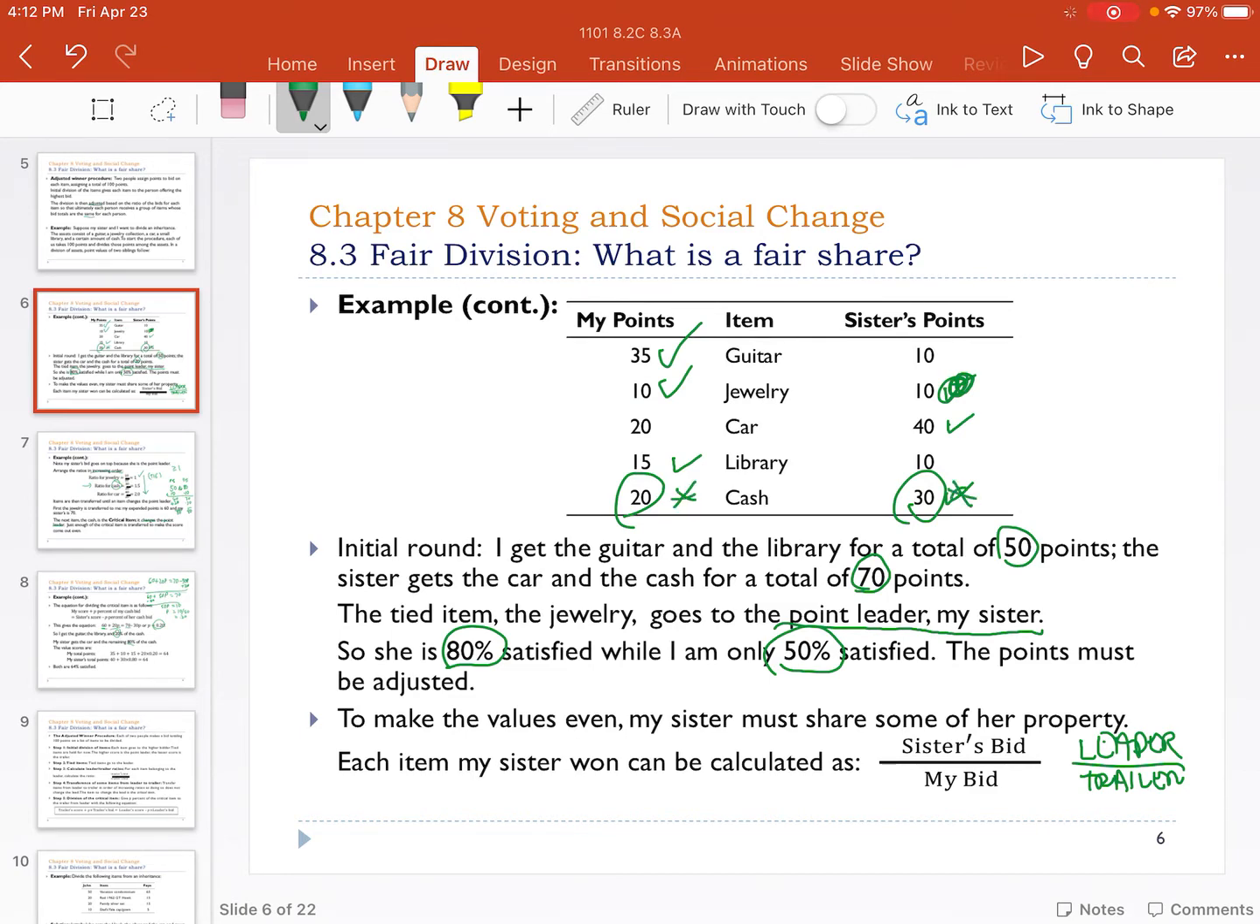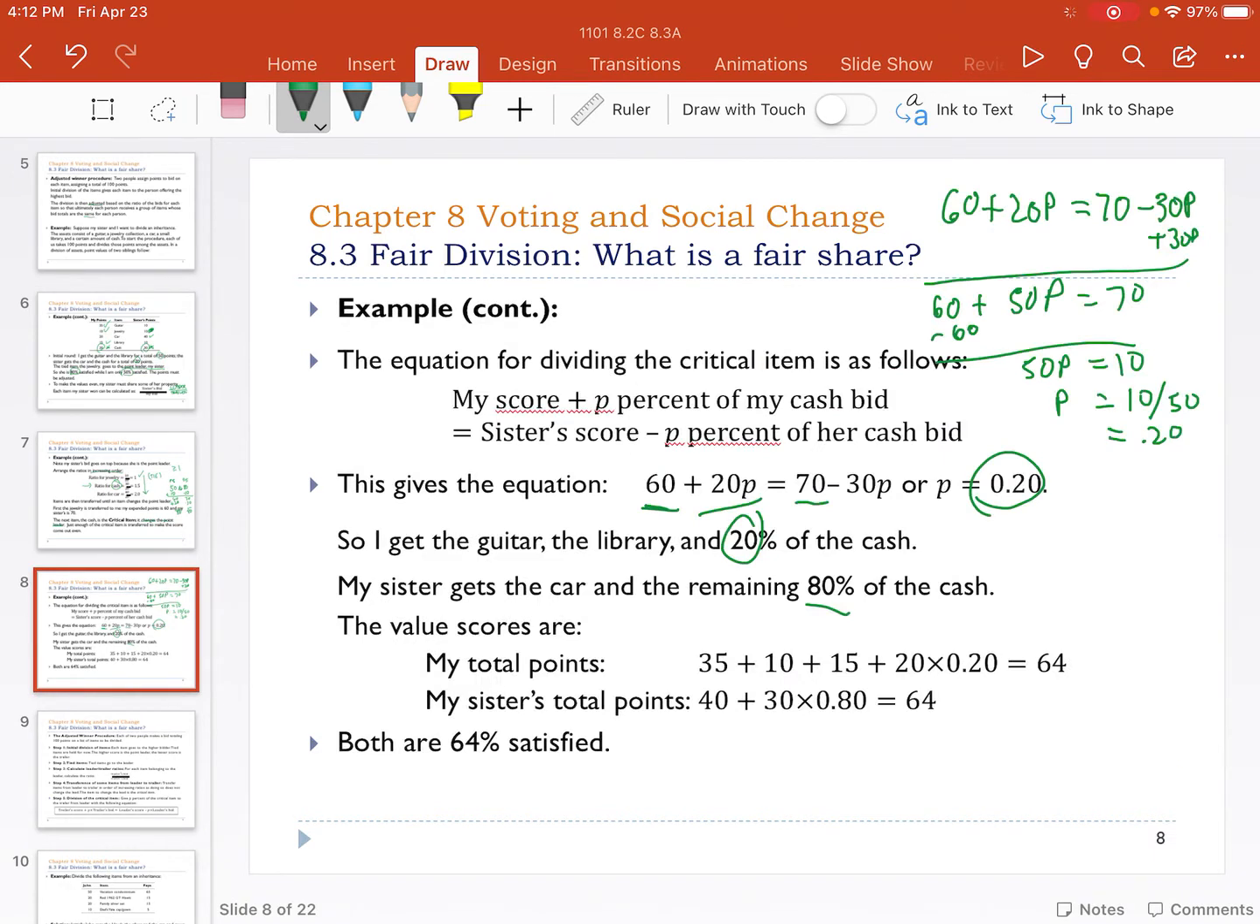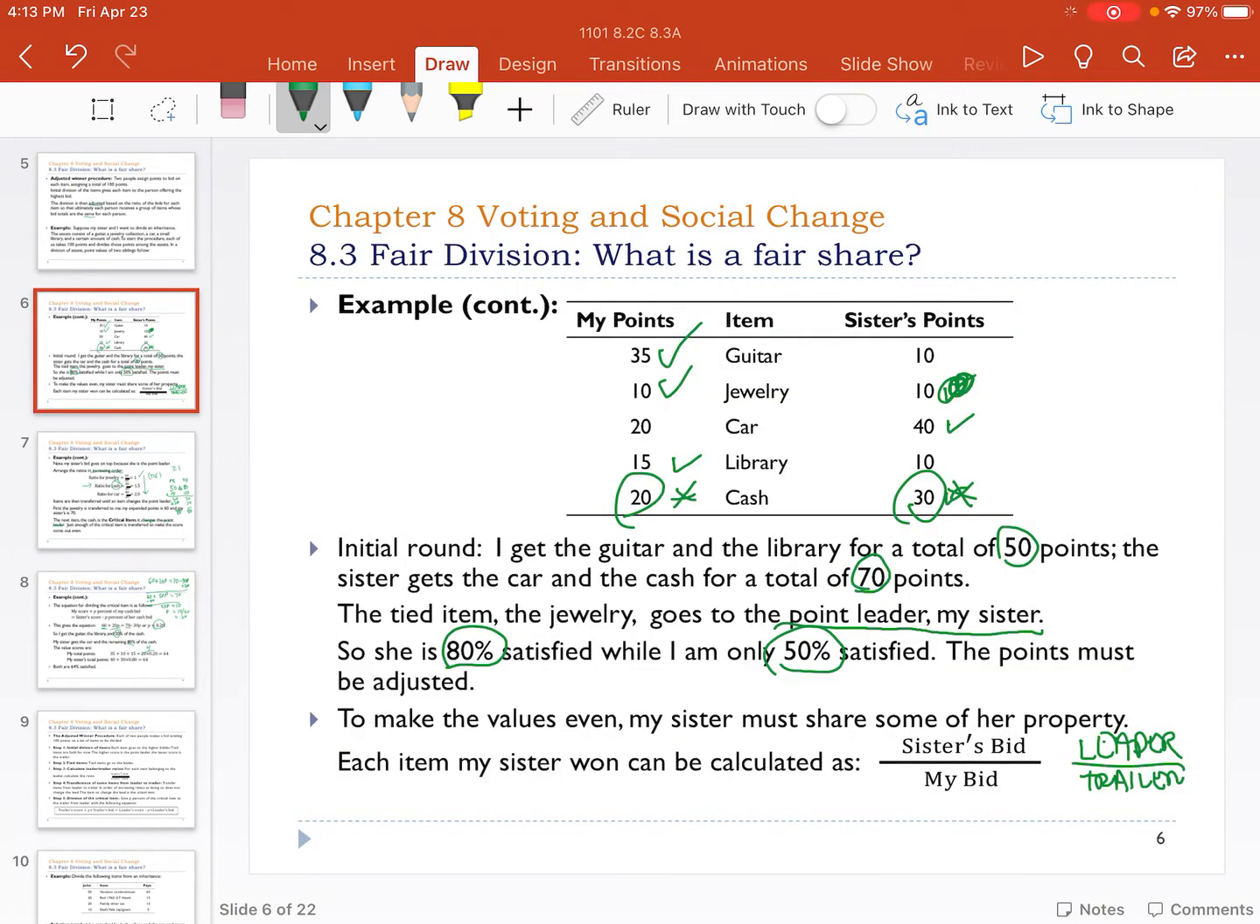Let's put a big check mark there because we first transferred that one over and we got part of the cash and she got part of the cash. So I got actually 4 items. So 35 plus 10 plus 15, they're all small ticket items. Plus this number, which works out to be a 4, does add up to 64 points.